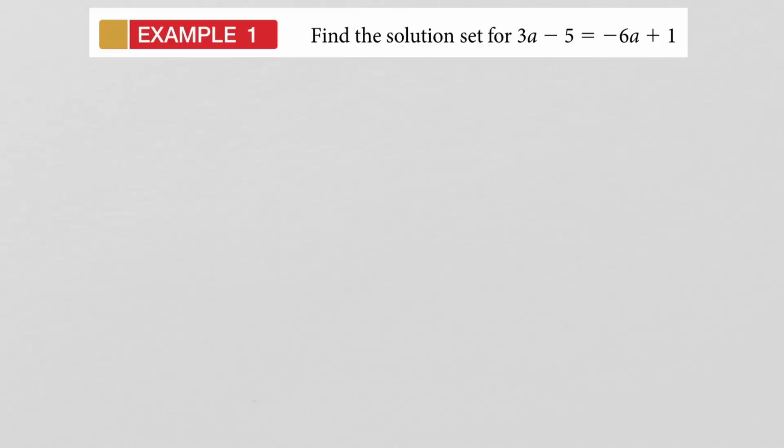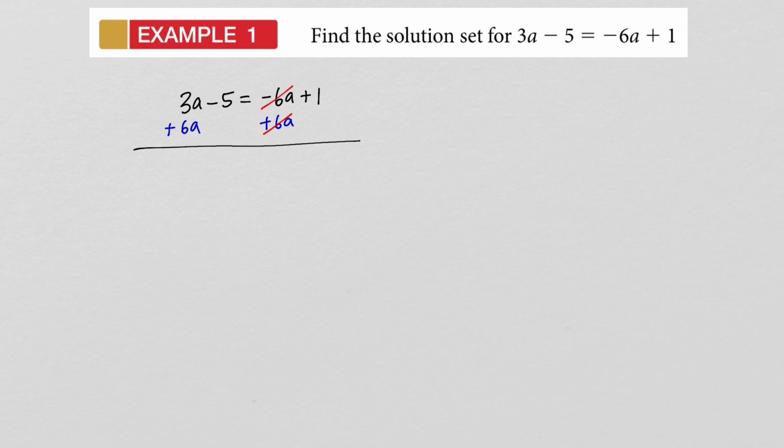So let's solve the equation that you see here: 3a minus 5 equals negative 6a plus 1. Now, we'll go over a strategy in just a minute, but the basic strategy is pretty simple. To solve for the variable a, what I want to do is get all the variables a on one side of the equation. So I can add 6a to both sides of the equation, because adding 6a to negative 6a will cancel that out on the right-hand side. And on the left-hand side, 3a plus 6a is 9a.